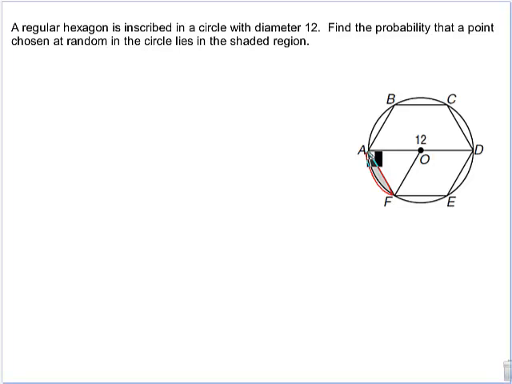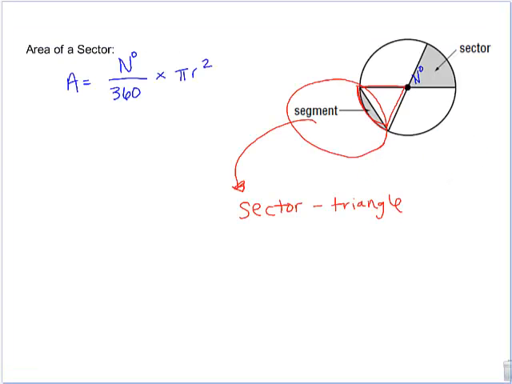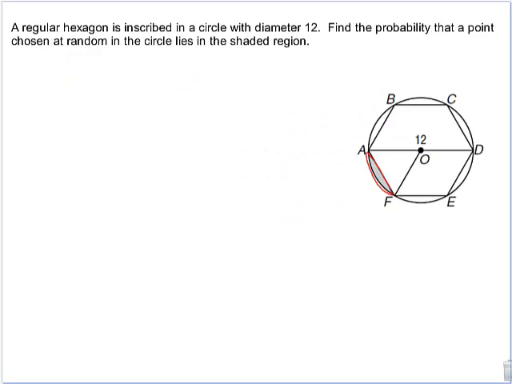So we have to take the area of the shaded region over the total area. The shaded region, we don't know, we have to find it. But this is like our segment. Okay, so to find that area of the shaded region, we have to do the sector minus the triangle. And then divide it by, what's going to be the total area here? Not the hexagon, it's the circle. Then we're going to divide it by the circle.